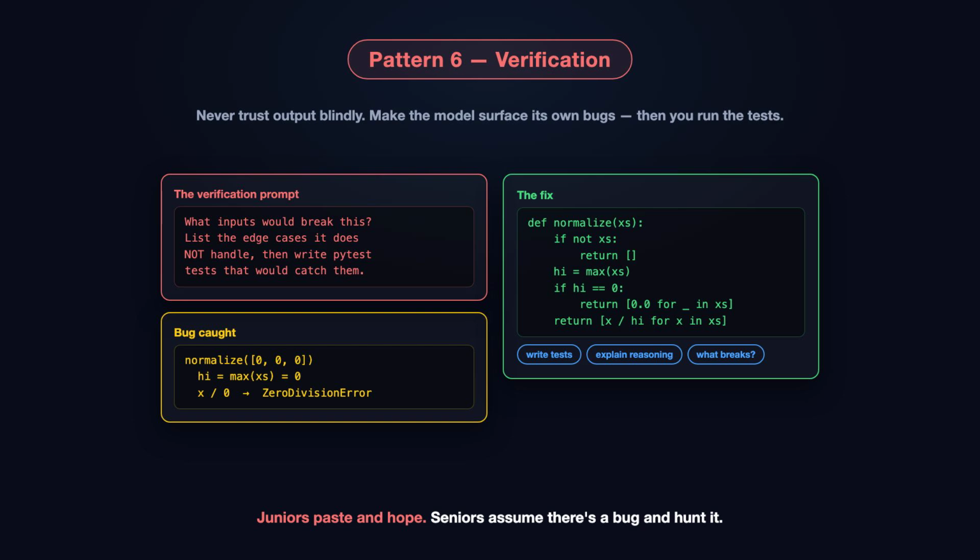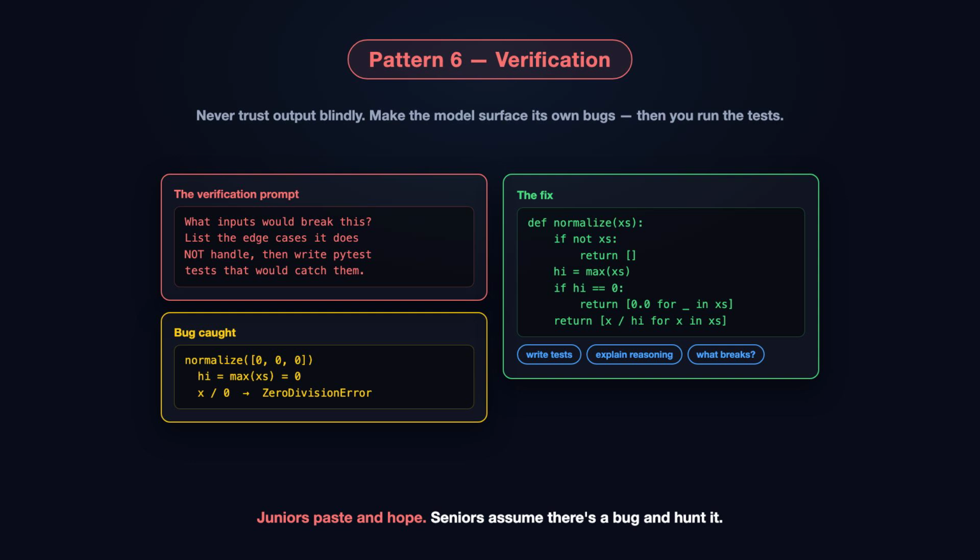There are 3 verification moves worth memorizing. 1. Ask it to write tests for its own code, then you run them. 2. Ask it to explain its reasoning step by step, so wrong logic becomes visible. 3. Ask it what inputs would break the code, or what it deliberately did not handle.